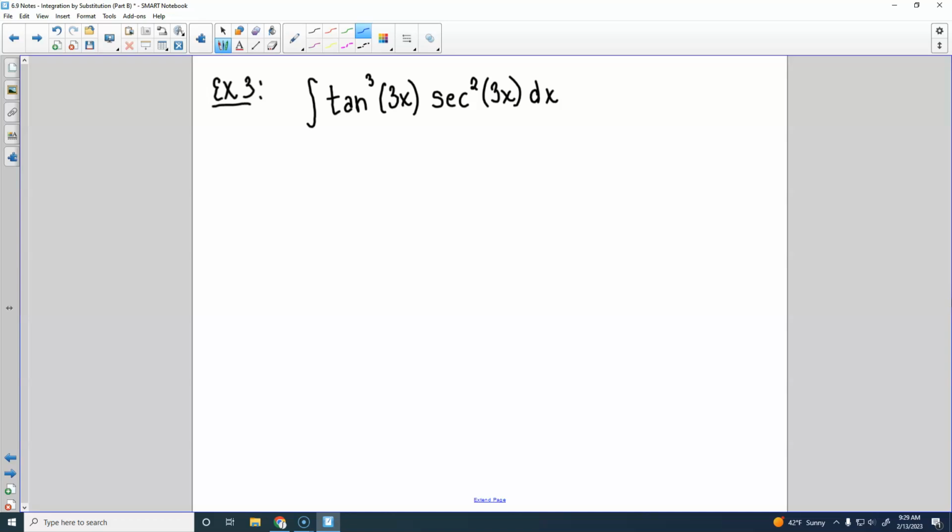Okay, so we need to decide here, this is similar to the last problem, what we're going to use for our u. Like the last problem, 3x is not going to work. If it was just a tangent or a tangent secant or something we could actually integrate, then we could use the 3x. But no, using substitution is how you have to deal with it.